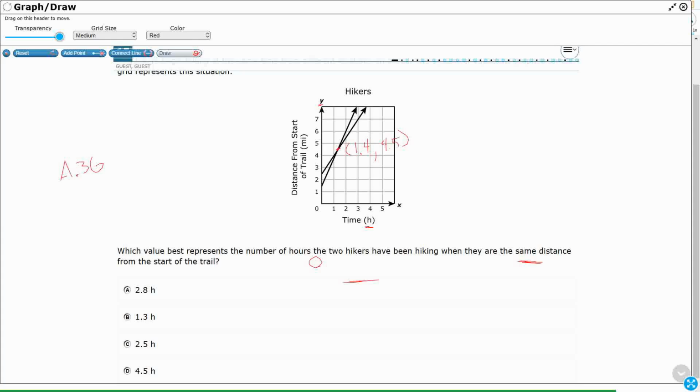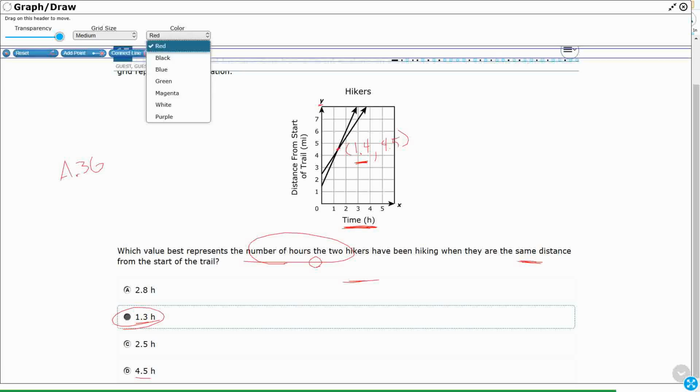Okay, now I've got basically, if I call this 1.3, my 1.4, since we are estimating, I got my 4.5 right there. Both of those are there. So let's look to see what the question is asking. Which value best represents the number of hours? Okay, so I'm looking for my time. My time is in hours, and my time is my x value. So I'm looking for the number of hours, which means I'm looking for B. I said 1.4. 1.3 is close enough. And so that is my answer, B.